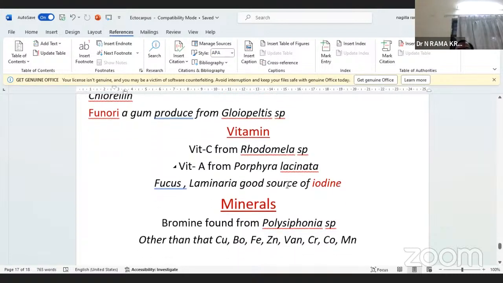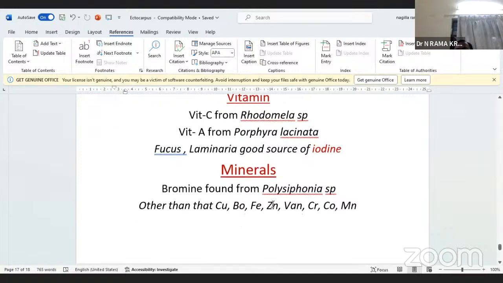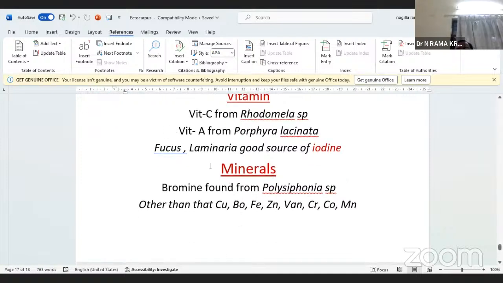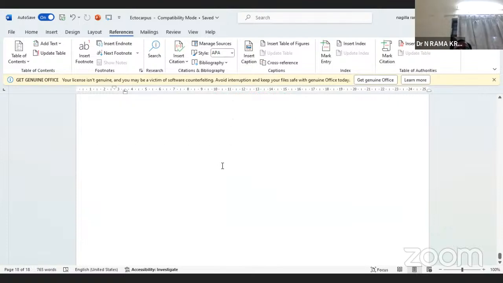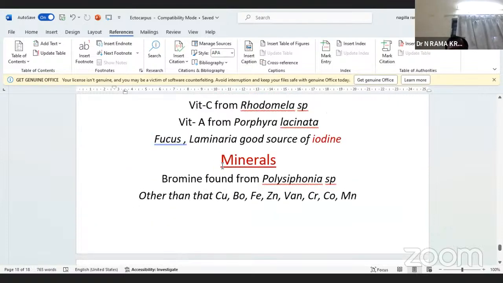Laminaria is a good source of iodine and some minerals. Polysiphonia, bromine is found in Polysiphonia species. Other than that, all the chemicals are also contained in these. Diatoms, this one here is in diatoms. Next, now you see here, iodine. Some of the members are used for iodine, and next is bromine.